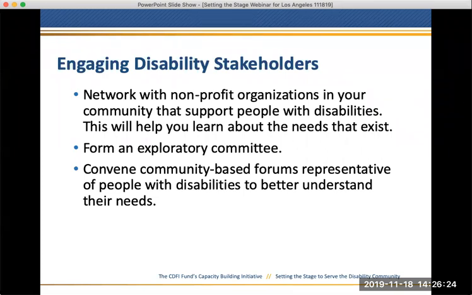To get started on better understanding the landscape, in the next slides we'll go over more information about the types of these organizations involved and the work they do in the community. Next slide, please.